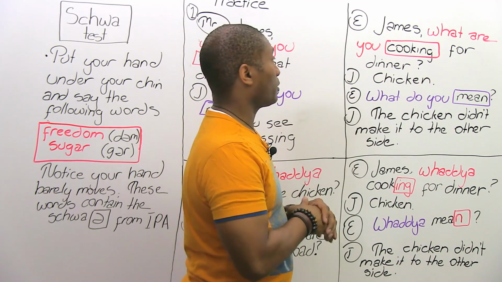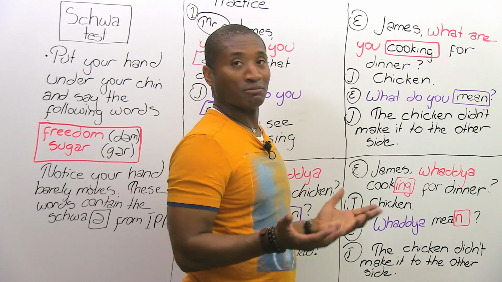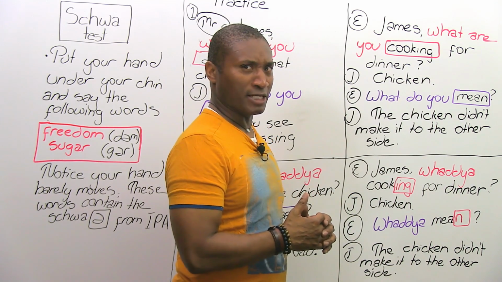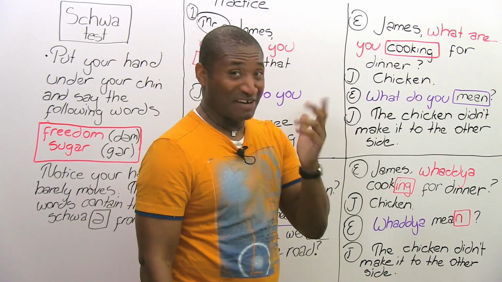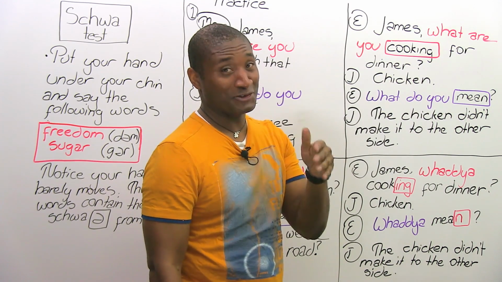E again. James, what are you cooking for dinner? James, chicken. E, what do you mean? James, chicken. He never made it to the other side. Sorry, it's all so funny.